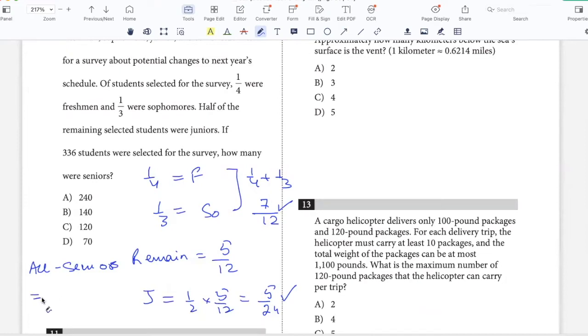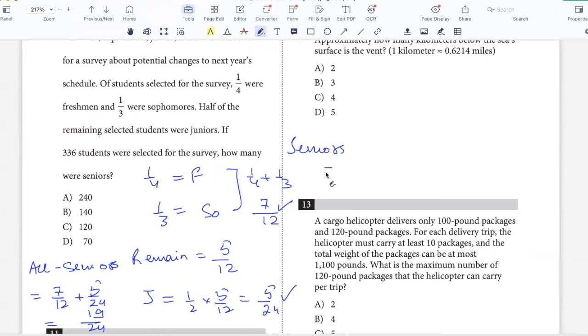So that would be 7 by 12 plus 5 by 24. So that's 12 into 2, 24, 2 into 7, 14 plus 5, 19. So 19 by 24 is other students. So seniors would be 5 by 24, right?